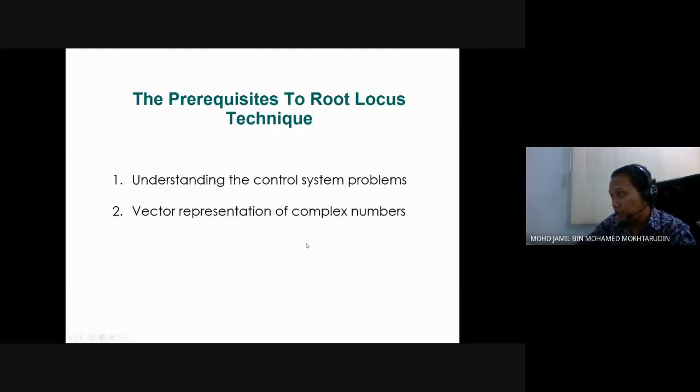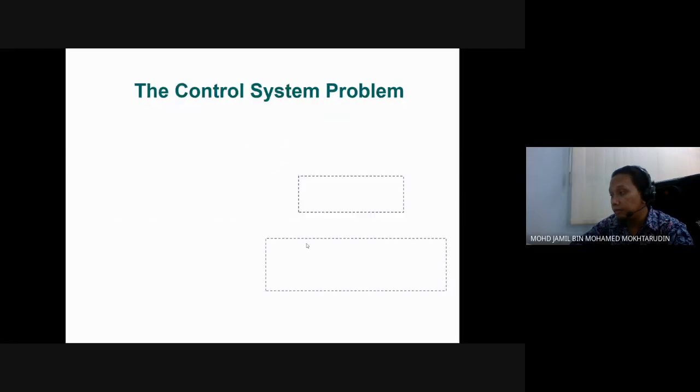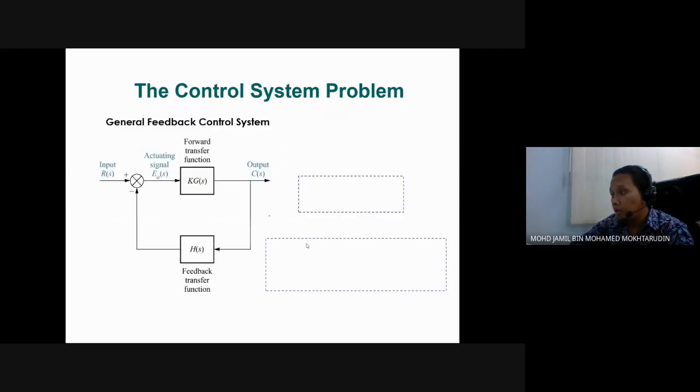So to understand root locus, you have to first understand the control system problems that require root locus and how to represent a complex number as a vector. So let's say you are given a feedback control system as shown here. You have forward transfer function k times G(s) and the feedback transfer function H(s). So this is a feedback loop, and you can simplify this using the feedback formula.